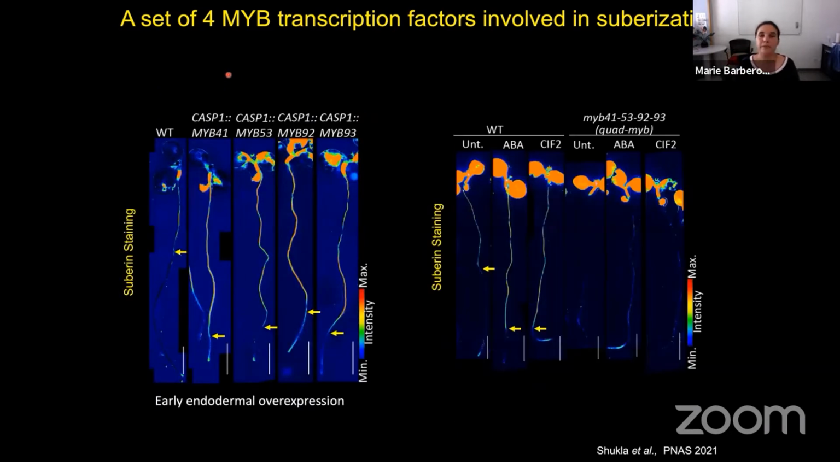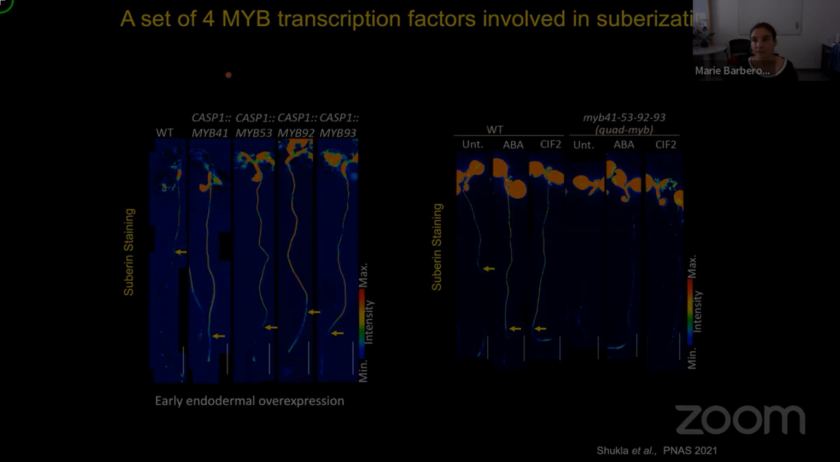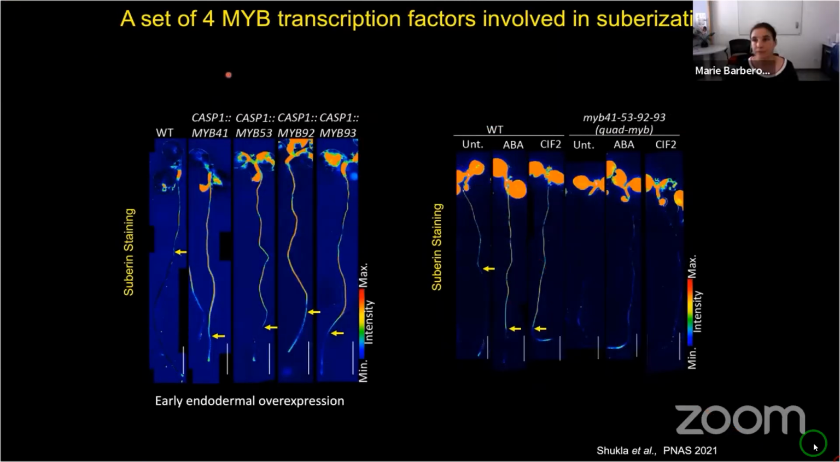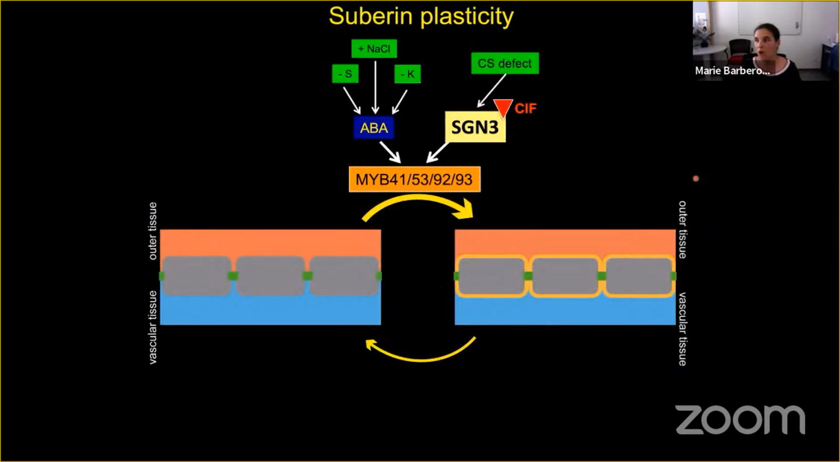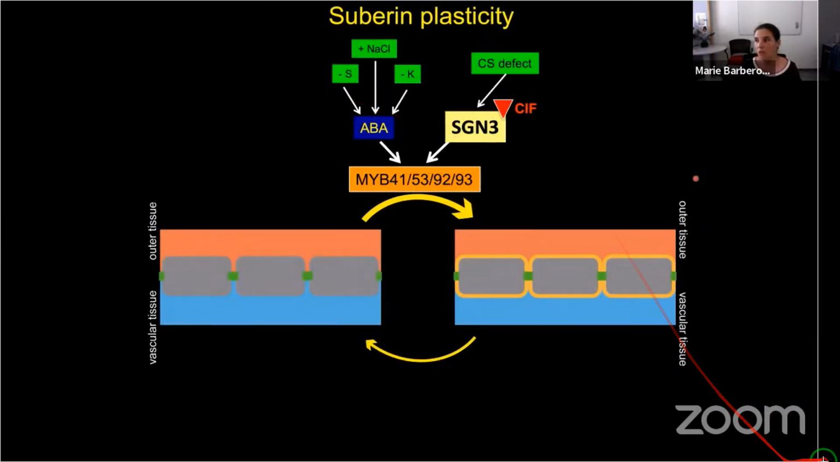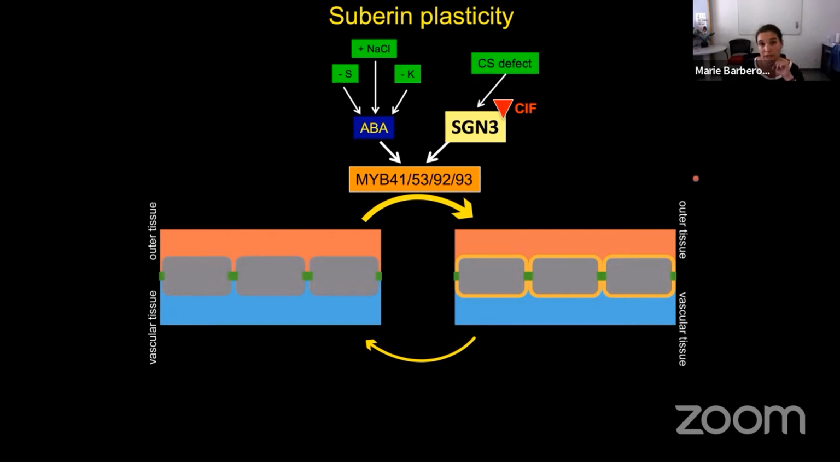We could see by overexpressing them with a promoter that is specific for non-suberized endodermis, where we make the casparian strip, so a rather young endodermis, that they are all sufficient to induce suberization. And when we mutated the four of them together, we could see that we lose suberization in non-treated condition, and most of the response to ABA and CIF is also lost. So now we have this framework where we have four transcription factors that are important to control suberization in response to ABA or the Schengen-3 CIF signaling cascade.